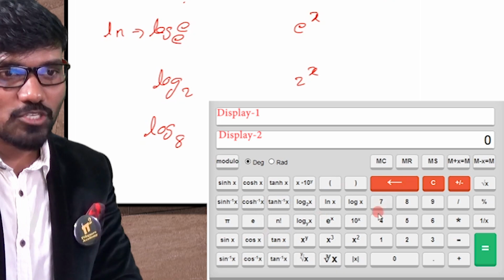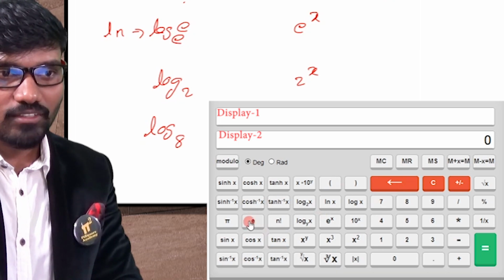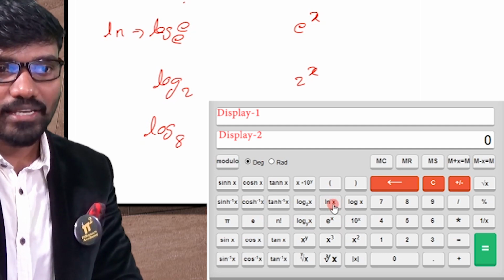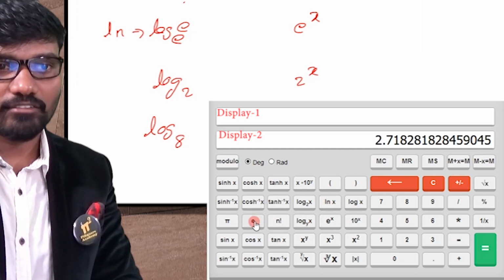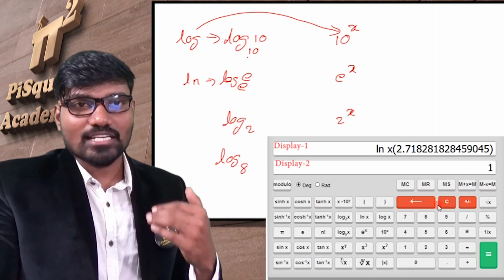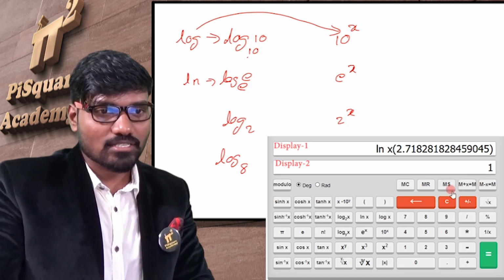Next, let's find log e base e. Okay, see here in this we have this constant e also. So log e is the natural log. X first means e first, enter the value of e, then ln x, and that's 1. Log e to the base e will be 1.